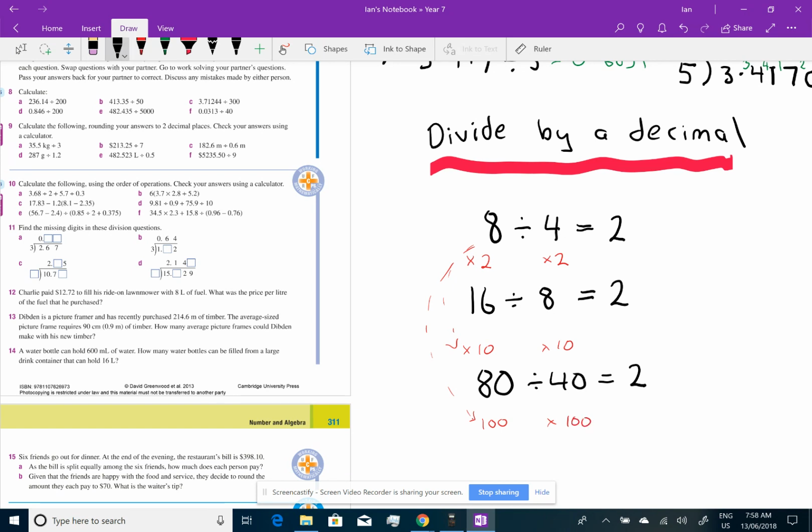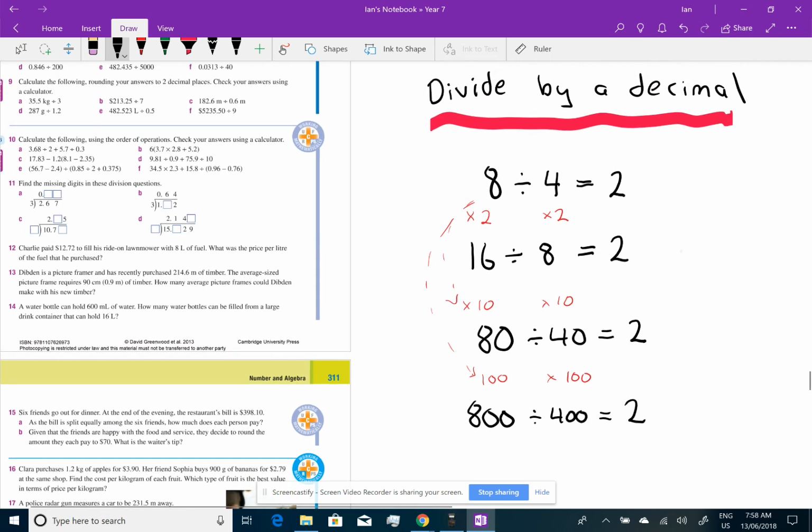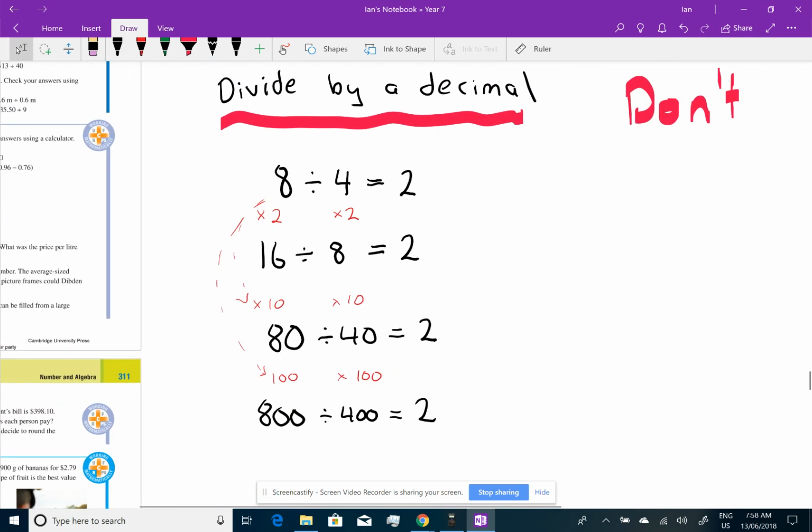What would happen? Well, I'd get 800 divided by 400, and that equals 2. So multiplying both numbers in a division by the same number doesn't change it. And that sort of makes sense when you think about a fraction. If I've got 3 on 5, I can multiply top and bottom. And remember, that's just a division. That's 3 divided by 5.